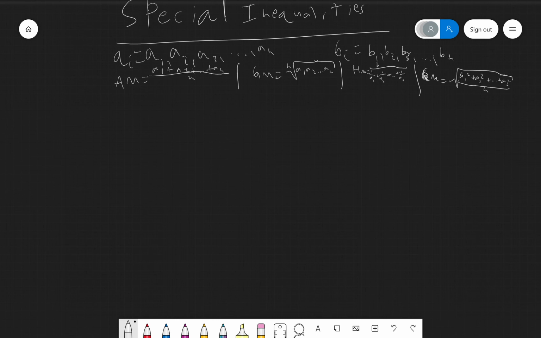So now I'm gonna introduce you to the AM-GM. Or actually, first I'm gonna introduce you to the trivial inequality. And trust me, when you see it, it is trivial. The trivial inequality states that x squared is greater than or equal to 0. Did you know that? It's crazy, right?